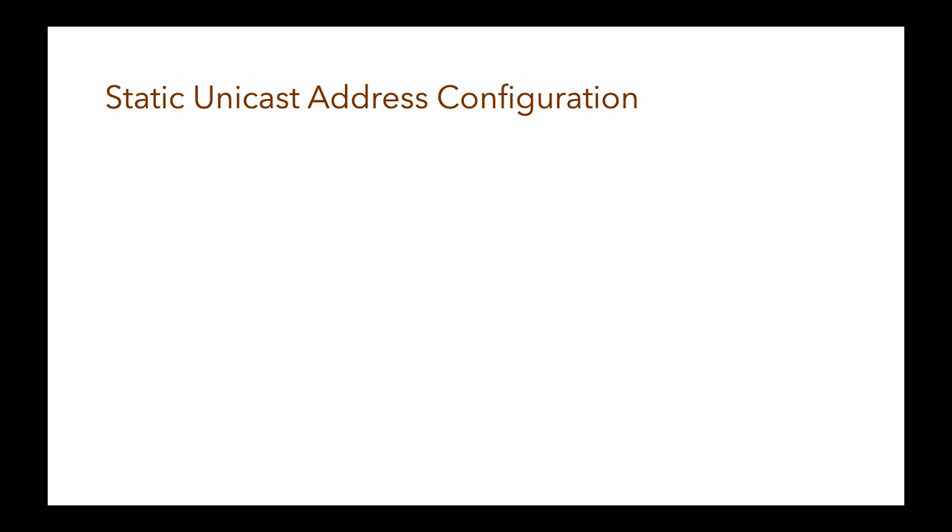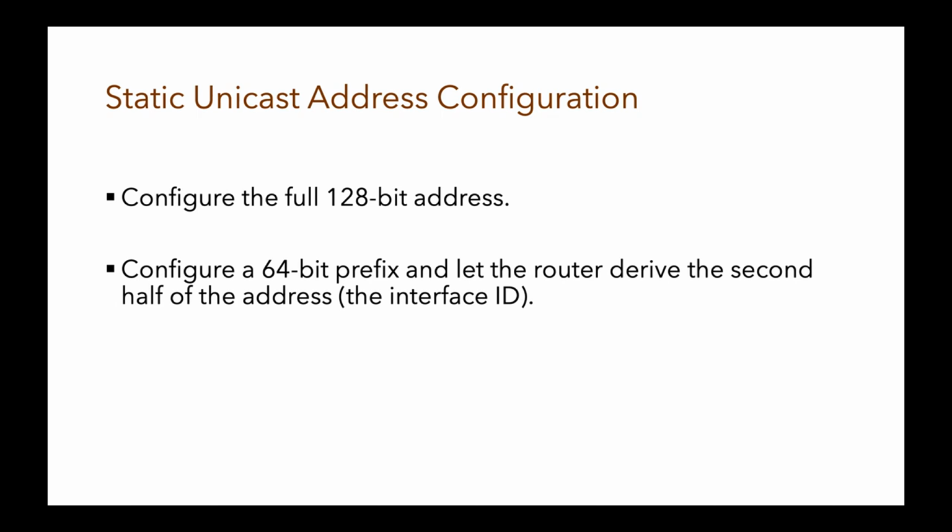In static unicast address configuration, Cisco routers give us two options for static configuration of IPv6 addresses. In one case, you configure the full 128-bit address, while in the other you configure a 64-bit prefix and let the router derive the second half of the address, the interface ID. Configuring the full 128-bit address.